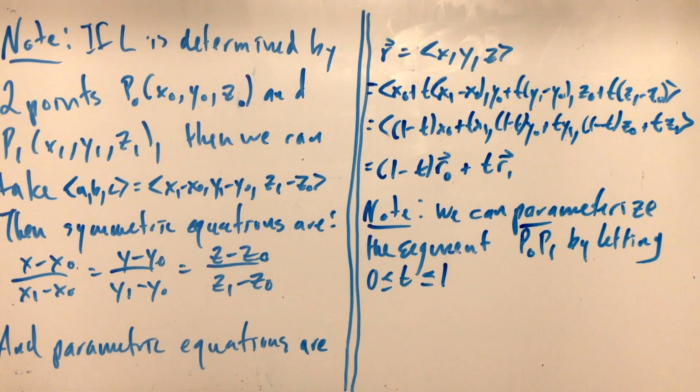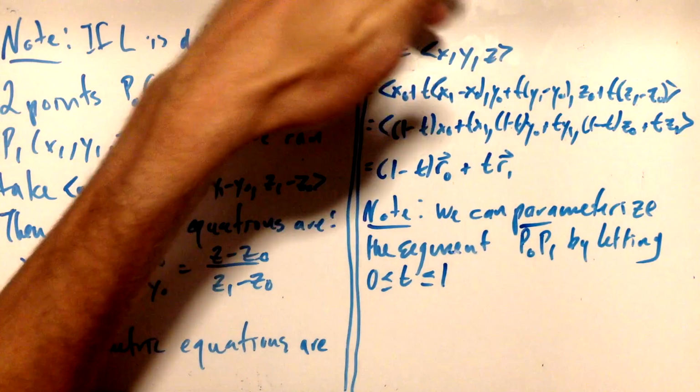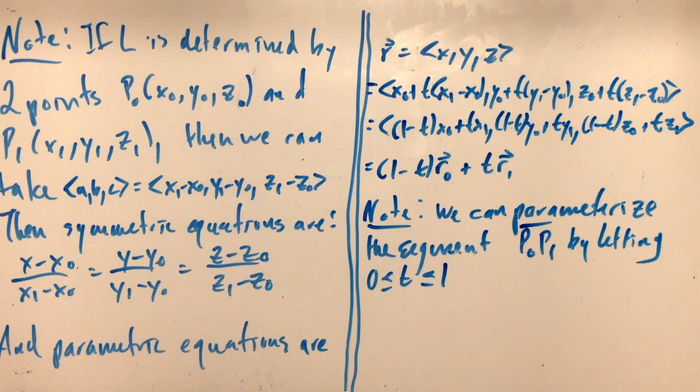Another thing we can do is to look at a parametric equation, a vector equation. So if r is a general point or a position vector representing the general point on the line, (x, y, z), then we know that the coordinates are given by x0 plus t times a, which is t times (x1 minus x0), and the same idea for the y and z coordinates.